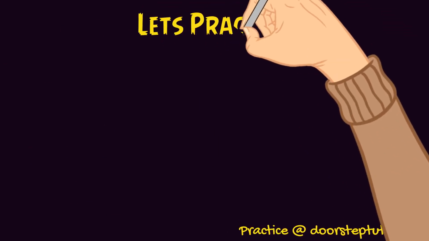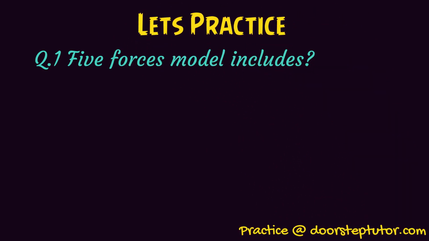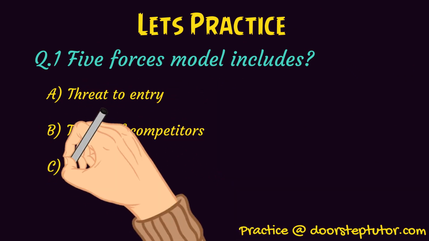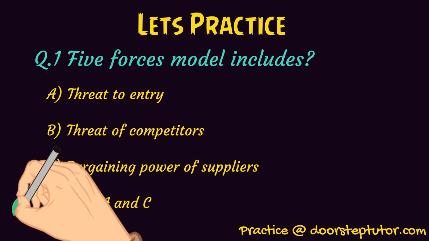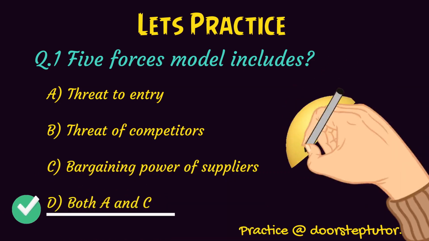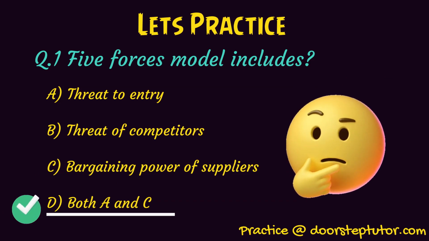Now let us practice some important questions. Five forces model includes: threat of entry, threat of competitors, bargaining power of suppliers, both A and C. See, there is always threat of entry. When we talk about this model, this component is there. Then threat of competitors. No, there is no threat of competitors in this. There is bargaining power of suppliers in this. Bargaining power of suppliers is very important in this. So the correct answer for this would be both A and C, right?